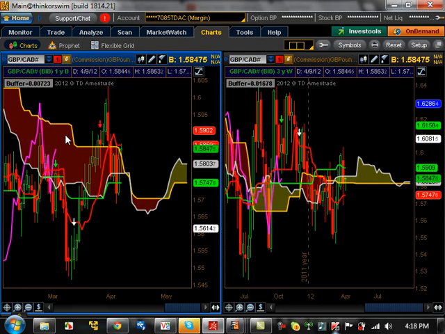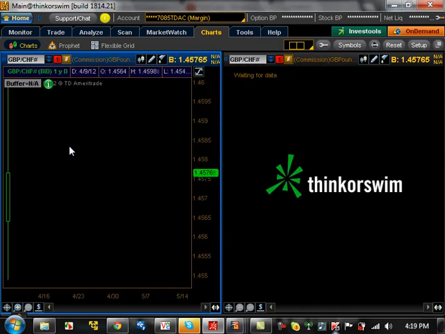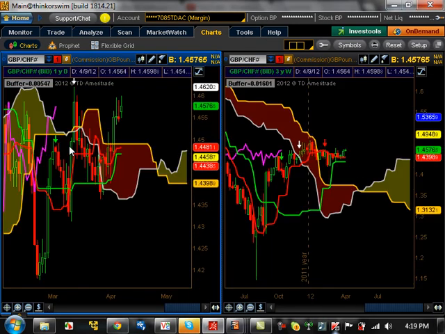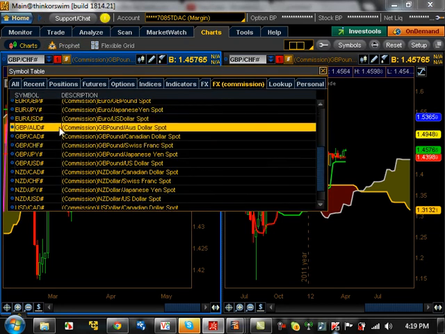Pound CAD, really nothing going on, consolidating on both the daily and weekly, so nothing really to talk about there. Pound Swiss, nothing really to talk about here, just consolidating as far as the weekly is concerned, but there's nothing really to talk about there at all.